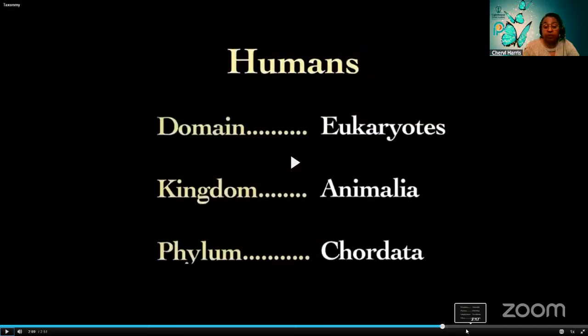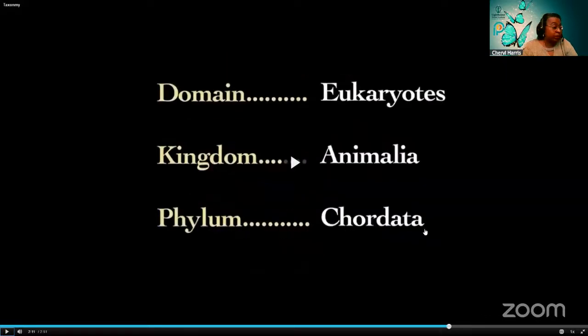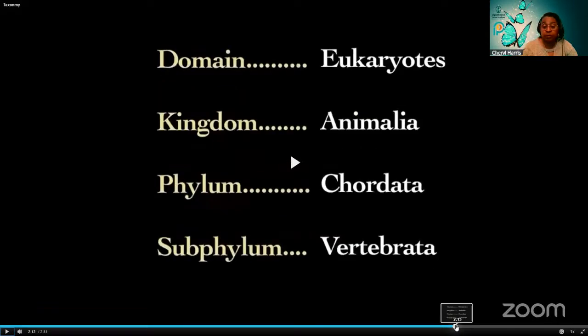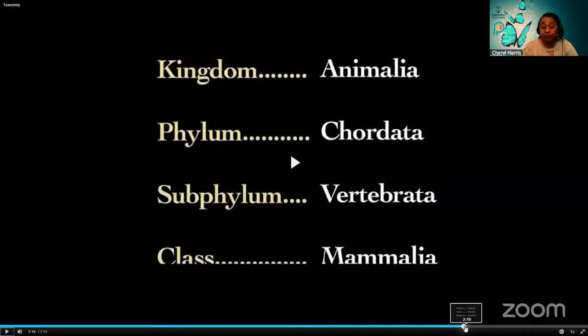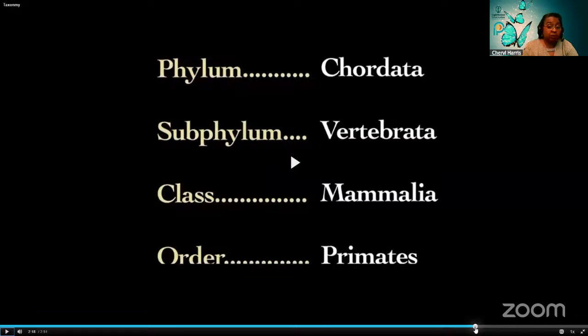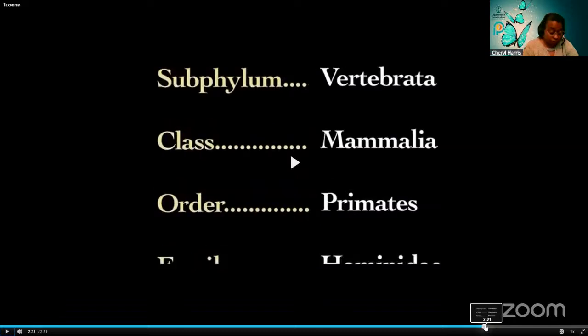And then if you go down to the next classification heading is phylum, and you'll see that we're in the phylum of Chordata, because Chordata means that we have an internal bone structure, as opposed to an external. And the subphylum, we have vertebrae. The class after that is mammals for us, because the women have mammary glands, so we feed our young milk. So we are mammals.